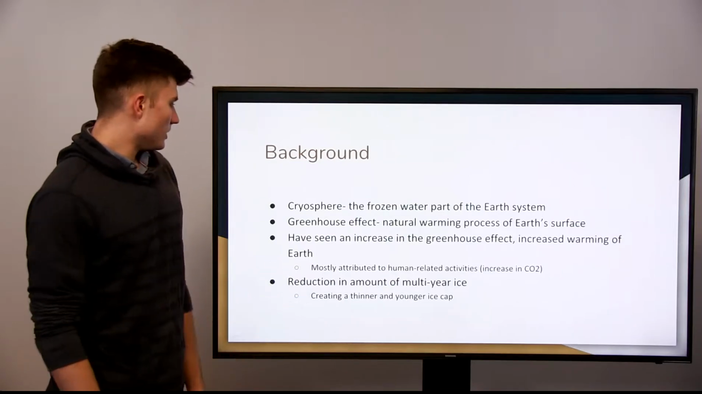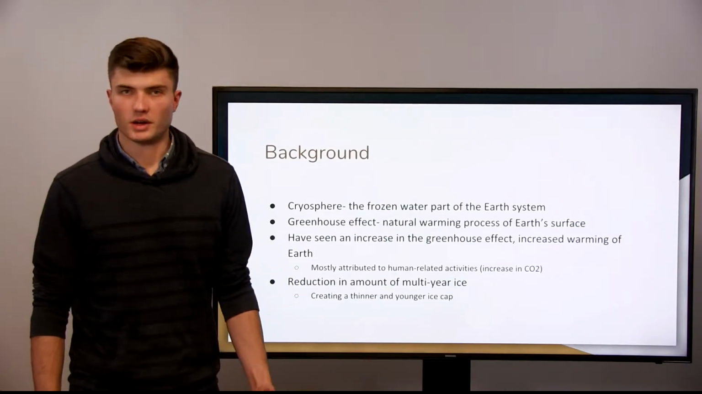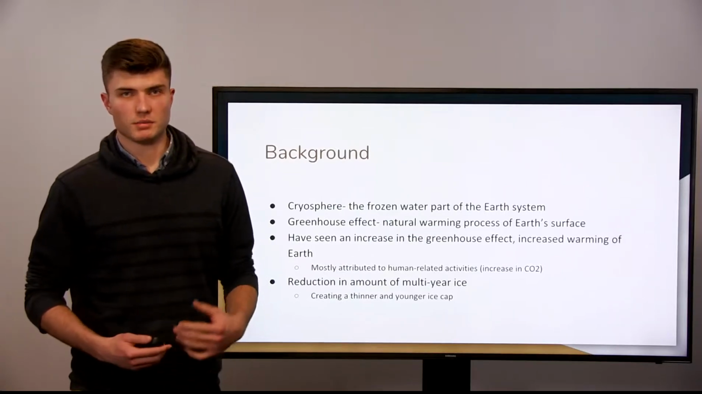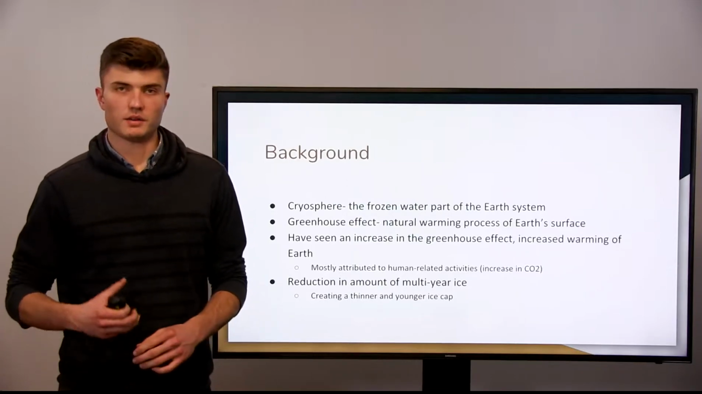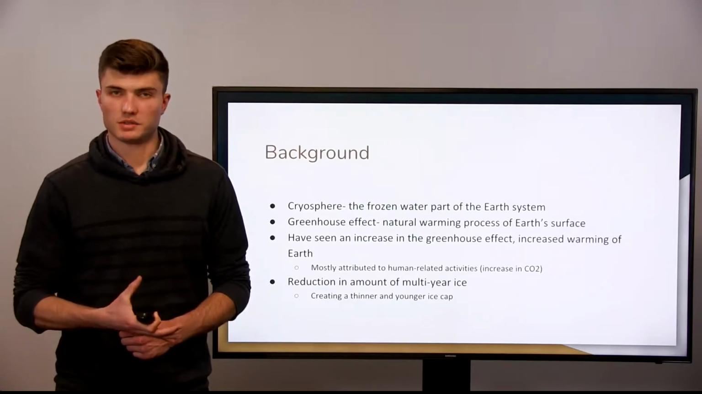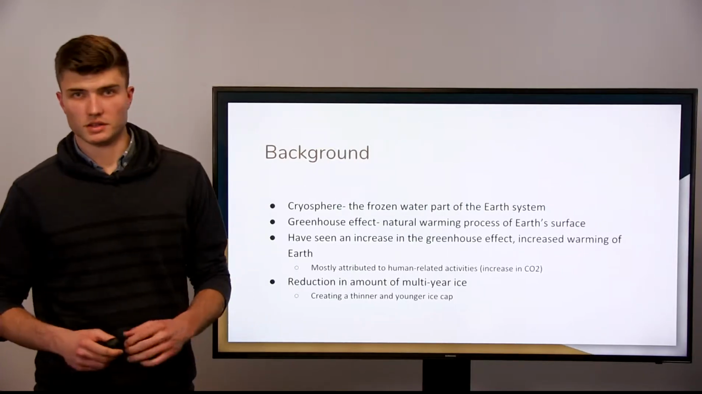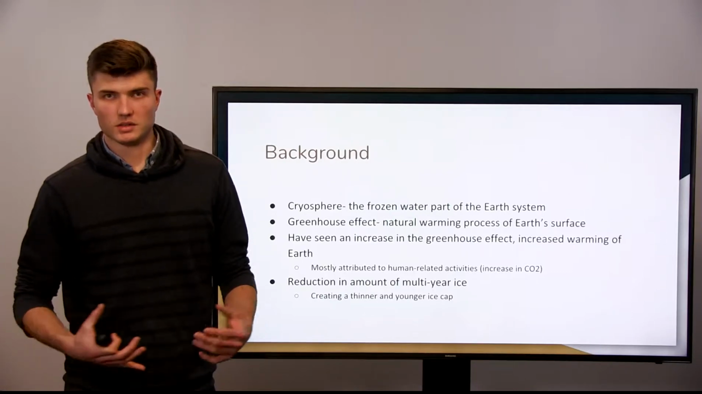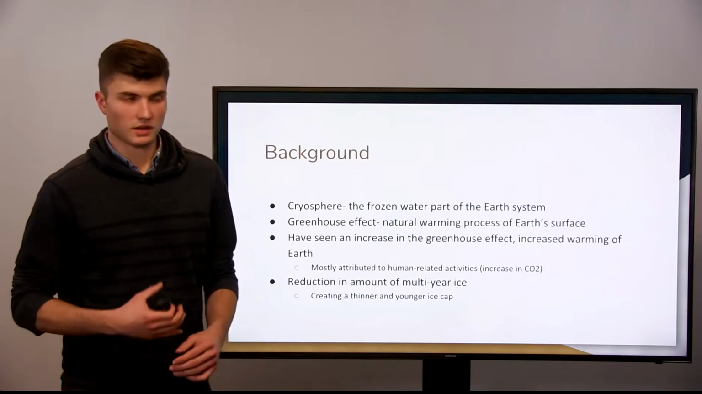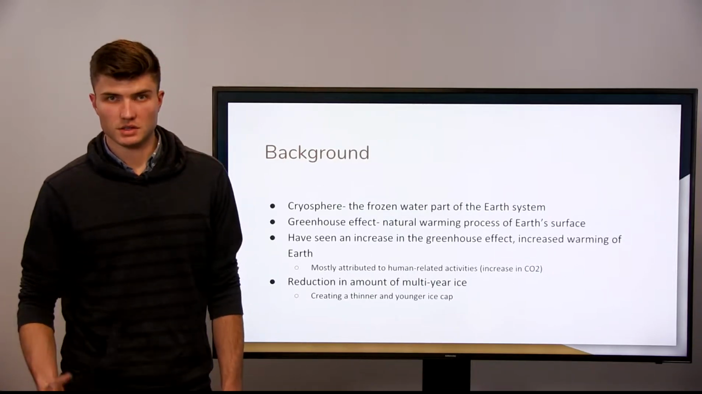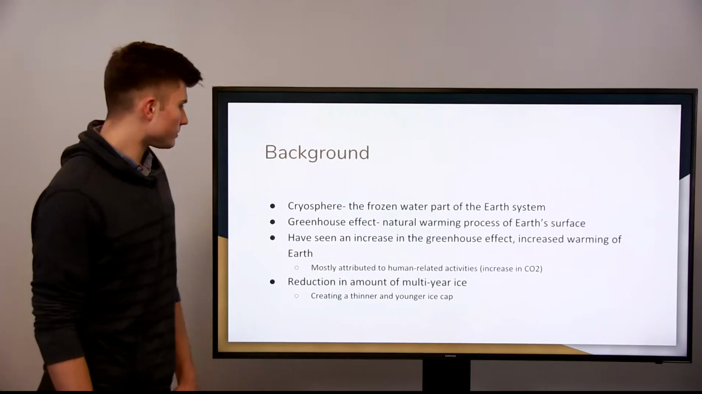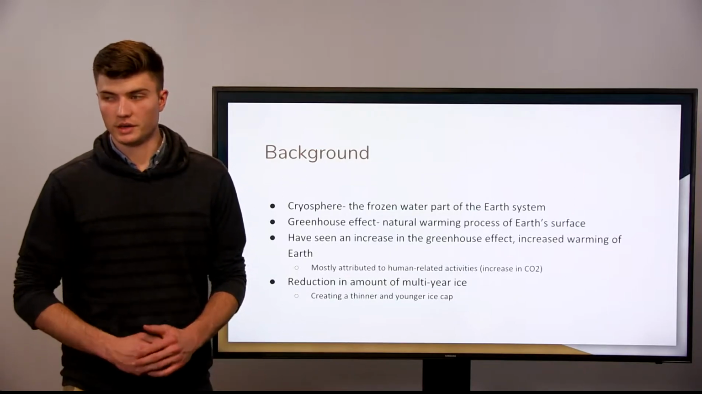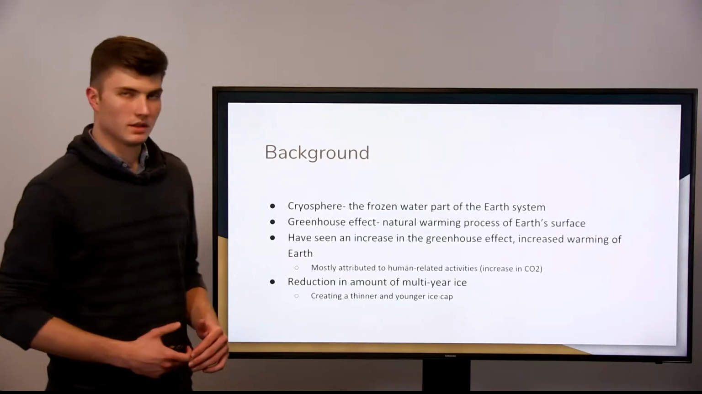So next, I'll highlight the greenhouse effect, which is basically just the natural warming process of the Earth's surface. The way the greenhouse effect works is the sun emits radiation that is then absorbed by the Earth. Some of that radiation is then emitted back to the atmosphere, where certain greenhouse gases like carbon dioxide absorb some of that radiation, and then those greenhouse gases will emit some of that radiation back down to the Earth's surface, thus warming the surface of the Earth. The reason this is important is because in the last few decades we have seen an increase in the greenhouse effect, and therefore an increase in the warming of the Earth.